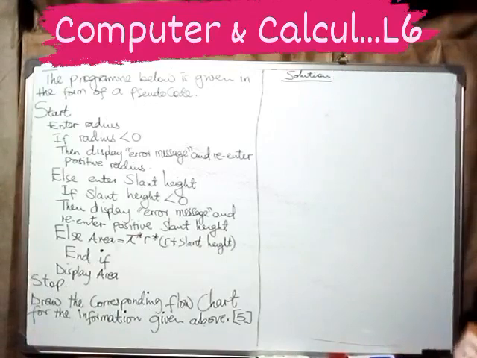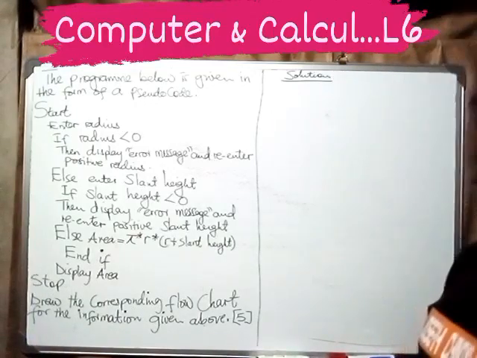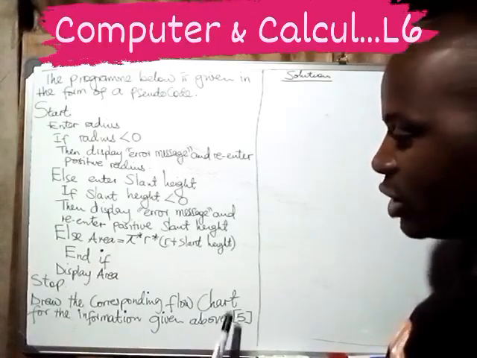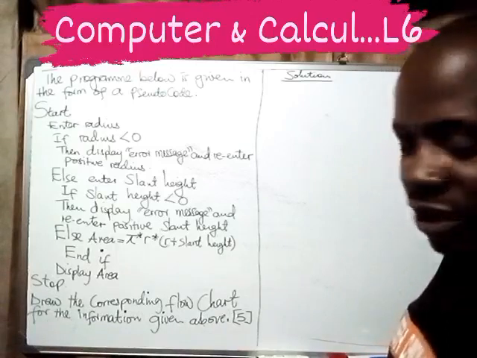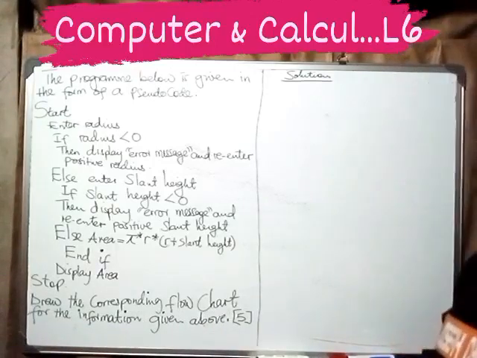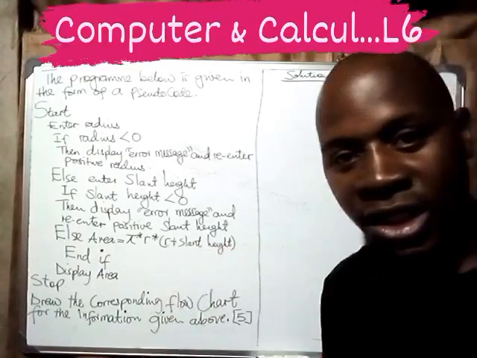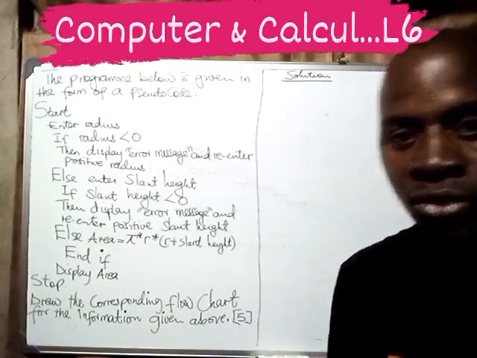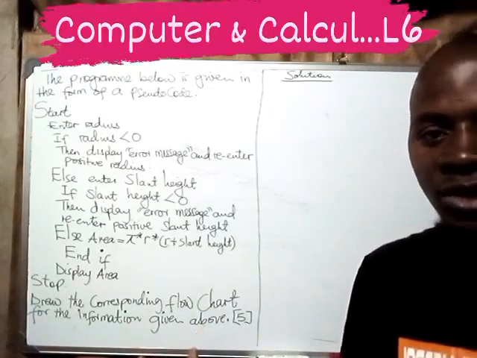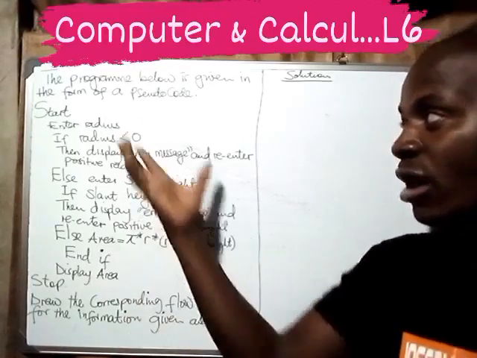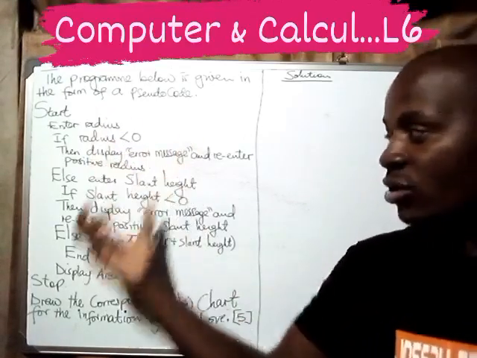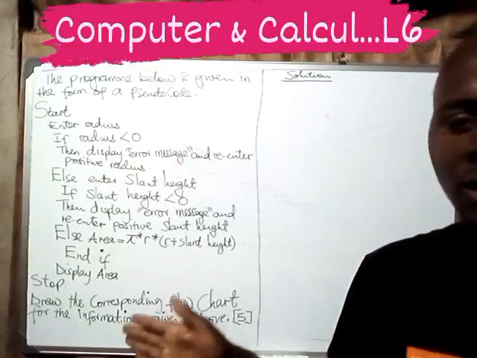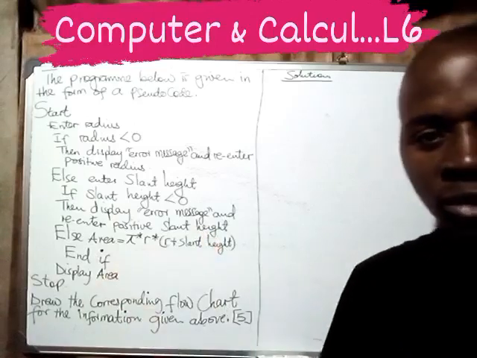This marks the end of this pseudocode program. Now the question is, draw the corresponding flowchart for the information given above. 5 marks. Normally, if you are using a Zambian syllabus, these questions come in paper 2 in the final exam. Either they will come in the form of a pseudocode like this one, then you come up with a flowchart, or they may come in the form of a flowchart, then you come up with a pseudocode.